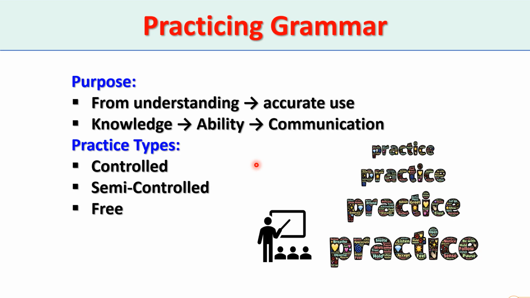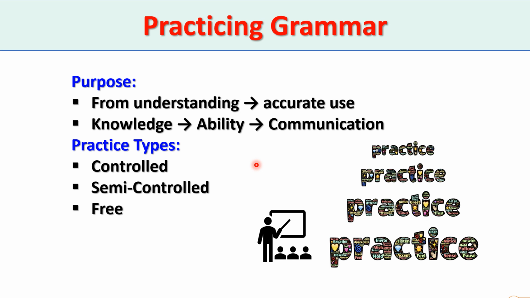For example, a student may know that the third person singular in the present simple takes s, but they may still say "he go to school" instead of "he goes to school." This shows that knowing the rule is not enough. Students need repeated practice until using the grammar becomes automatic.